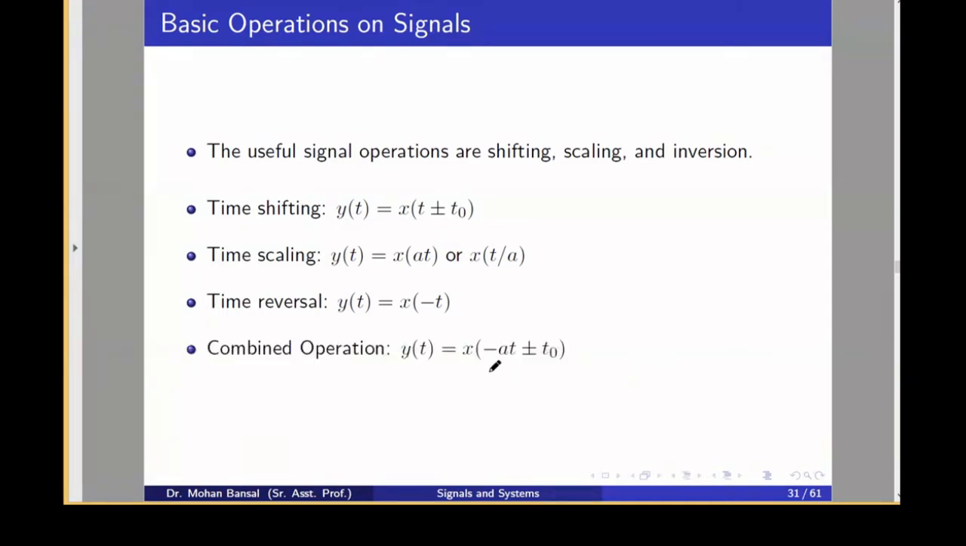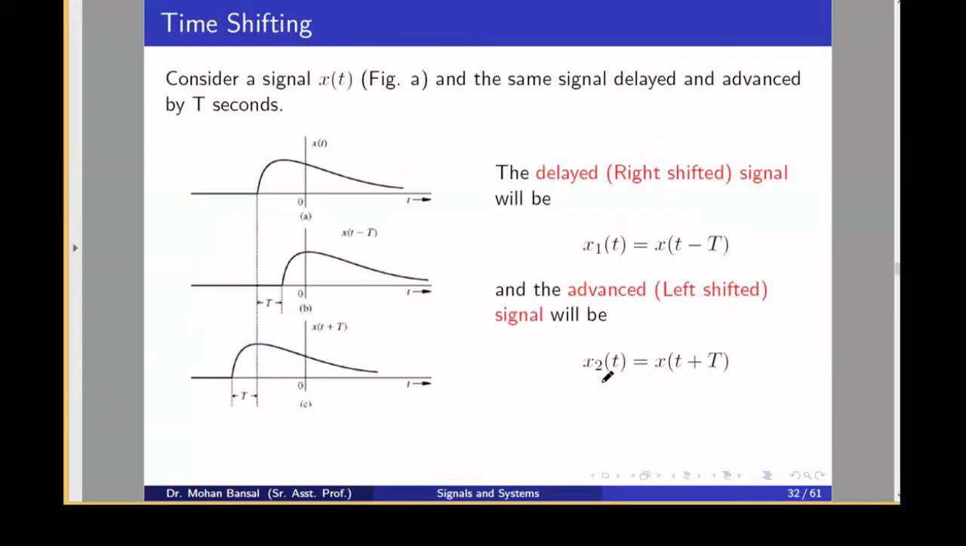The combined signal can be written as y(t) equal to x(-at plus or minus t naught). So how will questions come from here? If you are given one signal x(t), like this, let's consider this is the signal you have been given. A question may ask: what will be the signal for x(2t minus 3) or x(-2t plus 3)? So you should be able to represent, if signal x(t) is given, how we can represent x(-2t plus 3). So this thing we'll see.